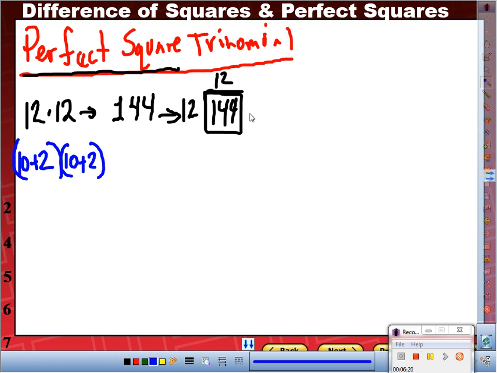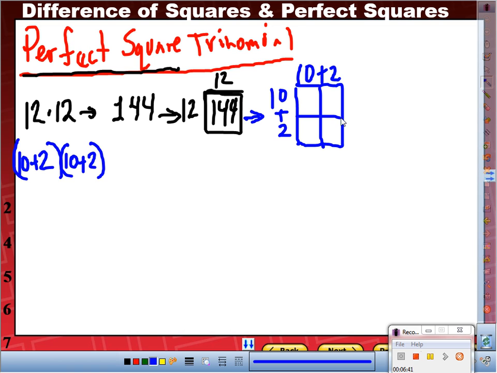So look at this. I'm going to rewrite this in a different way, but it is exactly the same. Instead of 12, what am I going to write? 10 plus 2. And what is this called? The area model. Copy this, please. And yes, third graders did this.